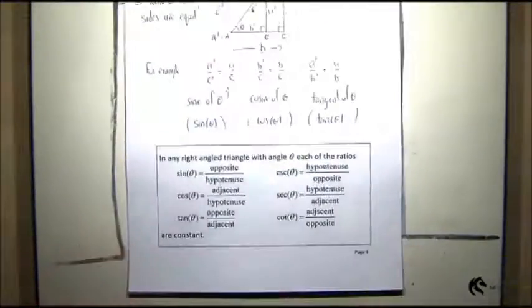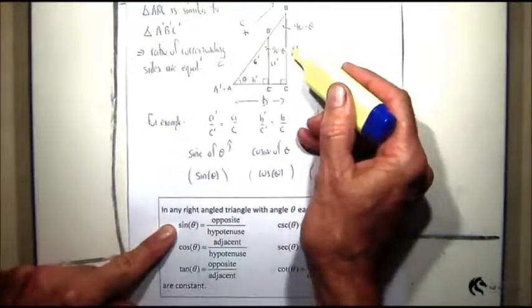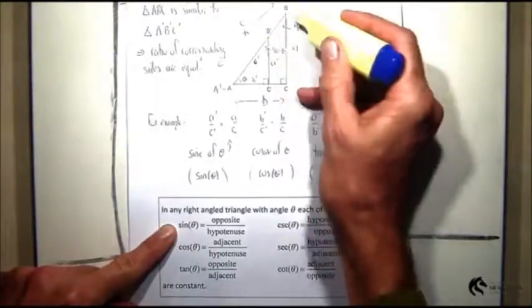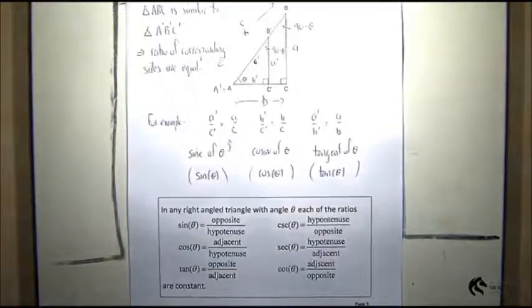So, out of this, the conclusion is that in any right-angled triangle with an angle of theta, each of these ratios is constant. If you have a look at sine here, I said it's the ratio of A to C. Going back to our triangle, it's the ratio of the opposite to the hypotenuse. Likewise, cosine is the ratio of the adjacent to the hypotenuse, and the tan was the ratio of the opposite to the adjacent.